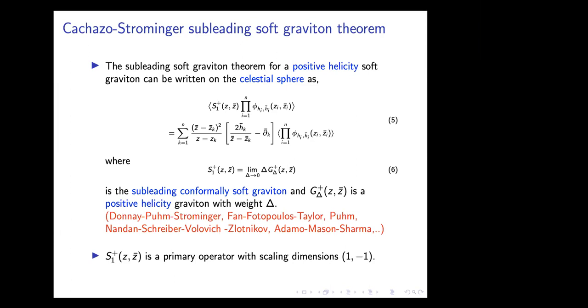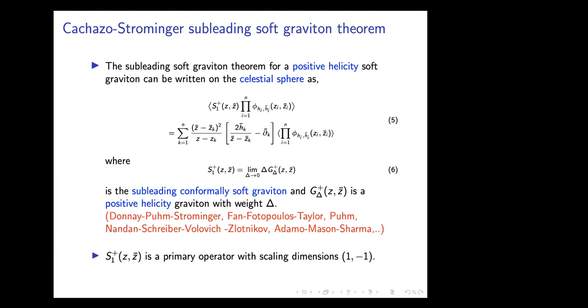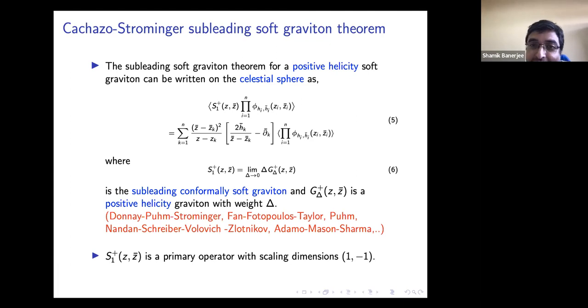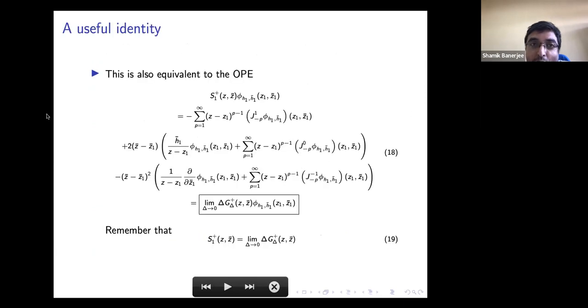Would you ever see an OPE if two phis came close to each other, not if the current came close to one of the phis? So that's the main point. I'll come to that actually. Okay. Absolutely, yes. But in order to do that, I need this OPE between this S1 plus ZZ bar and the phi. So that is essentially the J phi OPE that I need to know.